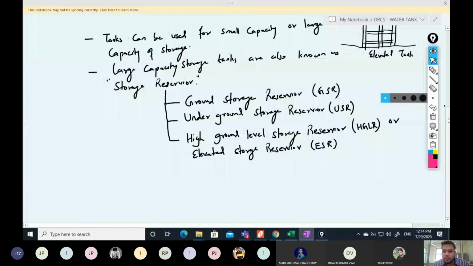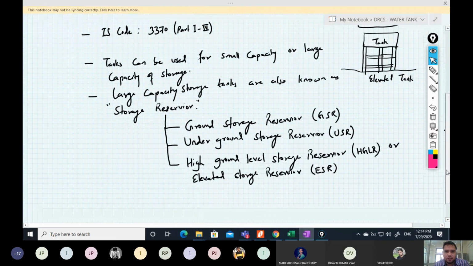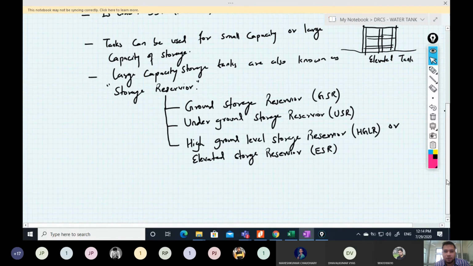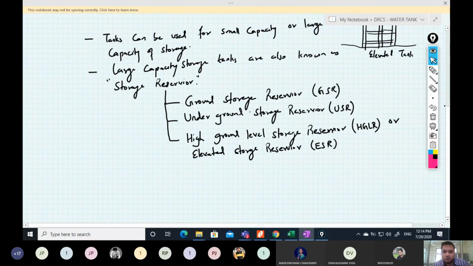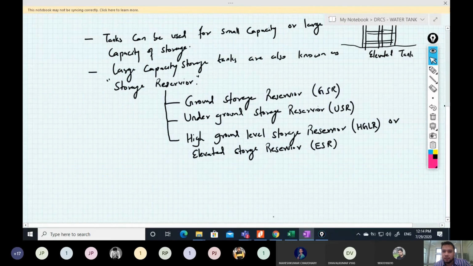Okay, so basically the tanks are the water retaining structures used to store water, and it can be tank resting on the ground, underground tank or elevated tank, depending on the position of the tank with respect to the ground level. And we will be using the IS 3370 part 1 to 4 for the design of water tanks. And the large storage tanks are also called as storage reservoir, and so we can have the ground storage reservoir, underground storage reservoir, and high level ground storage water reservoir.